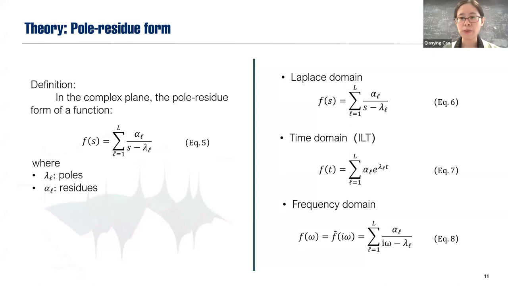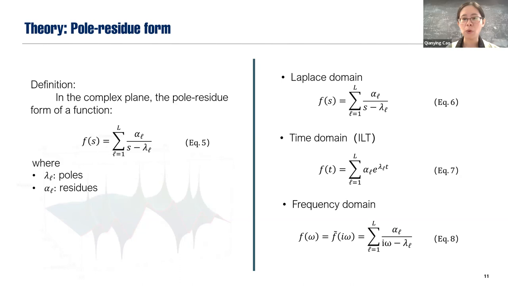No matter whether it's a Prony series or Fourier series, they are essentially in pole-residue form in the time domain. In the complex plane, a function in its partial fraction form is also called pole-residue form, like equation 5. Lambda is the pole, alpha is the residue. The pole-residue form can be easily transformed among the Laplace domain, time domain, and the frequency domain. Equations 6 to 8 are the pole-residue form in these 3 domains. As we can see, equation 7 is the Prony series in equation 3. When lambda is set to i omega, equation 7 will become the Fourier series in equation 4.